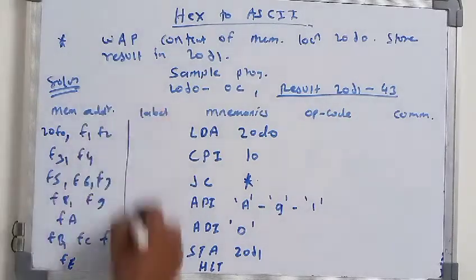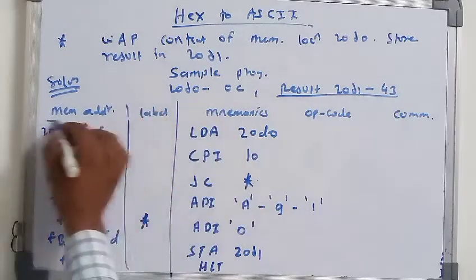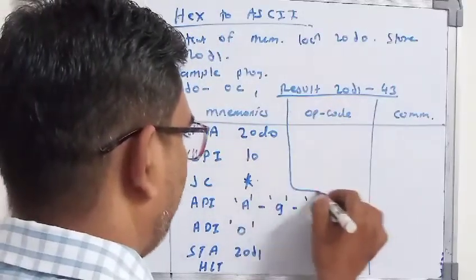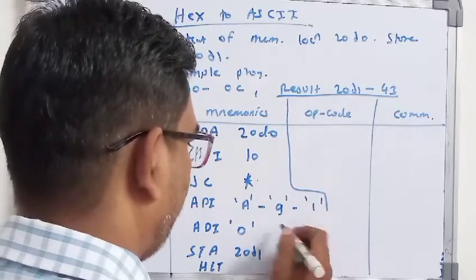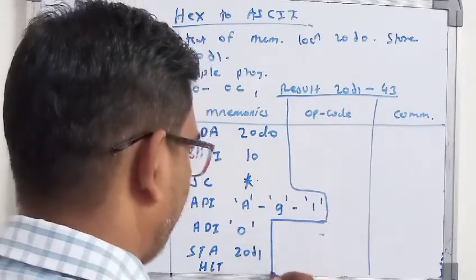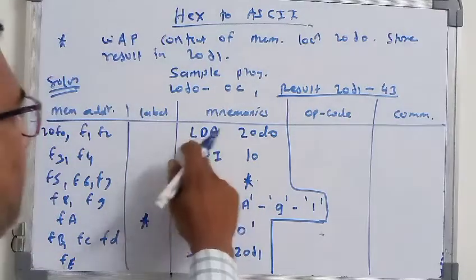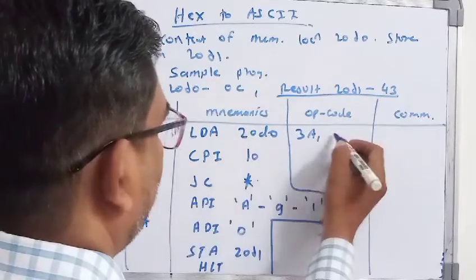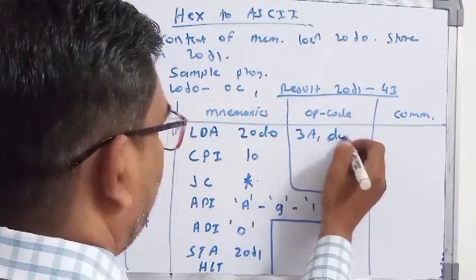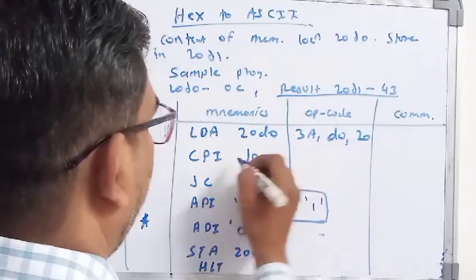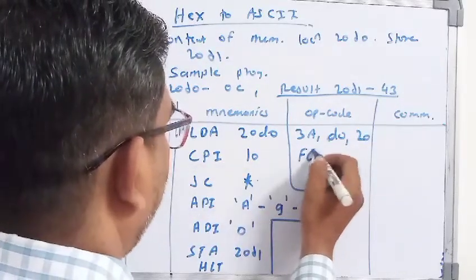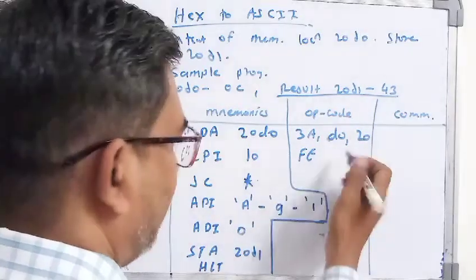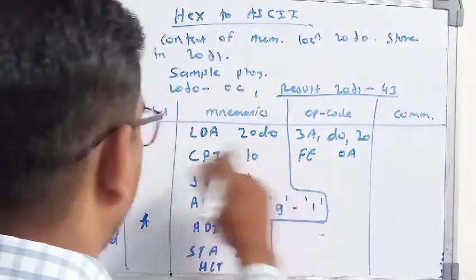Okay, this is the memory address which is assigned for this particular instruction. Now we will see the opcode. Opcode for this LDA it is 3A, D0, D020. Then CPI it requires FE. How much value? It is 10, means 10 is nothing but A, that is 0A. You have to write down directly.